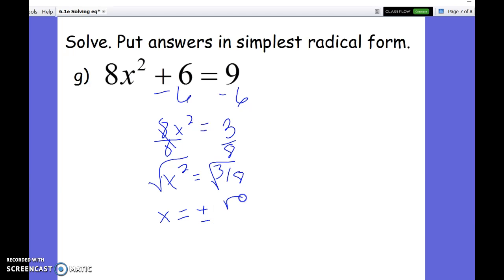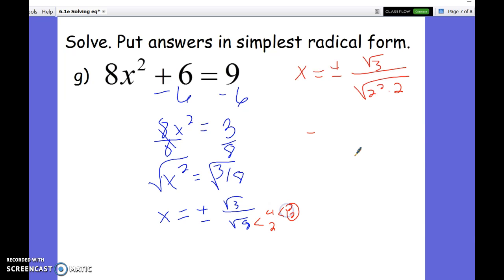So let's go ahead and pull that apart into two different radicals. We'll make that the square root of 3 over the square root of 8. Well, square root of 3, we can't simplify that at all. Square root of 8, we can break that down, right? 8 is 4 times 2. 4 is 2 times 2. So if we rewrite this, we could say x equals plus or minus the square root of 3 divided by the square root of 2 squared times 2. So now we can simplify that radical.